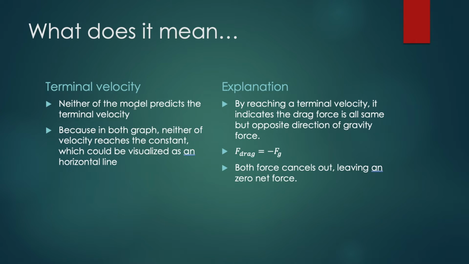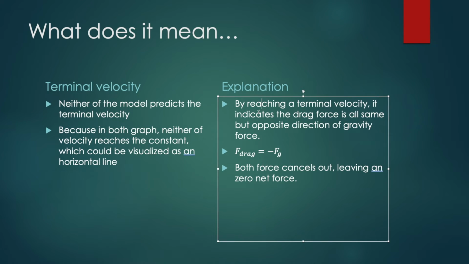Now let's look at the terminal velocity. By reaching a terminal velocity, we mean the velocity reaches a constant, non-changing state, which also refers to Newton's second law, that our net force is equal to 0. That is because the drag force has the same magnitude as gravity but is in the opposite direction, so the two forces cancel each other out. We have a zero net force.